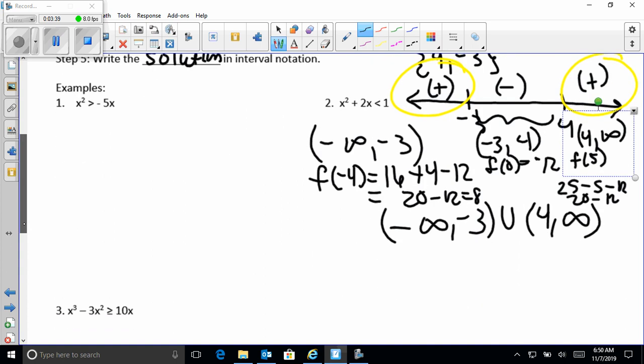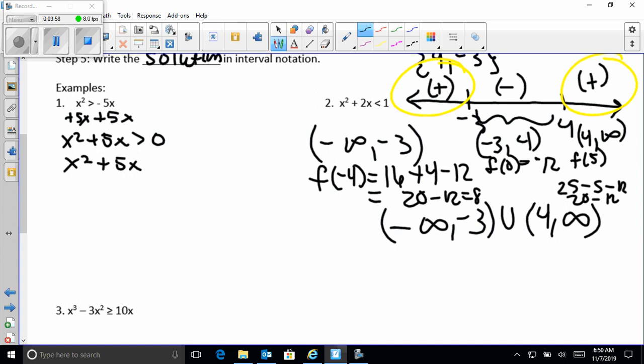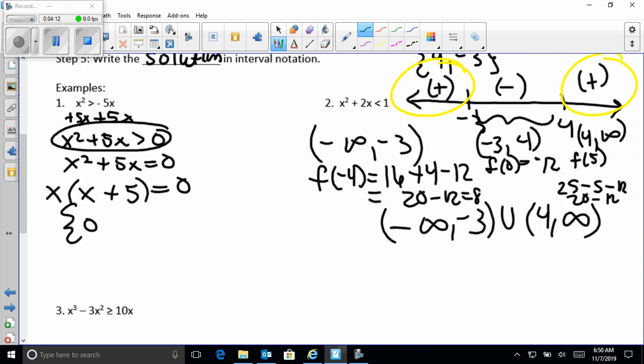Now we're going to work 3 examples, just to give you some additional practice. So looking at this example 1, I'm going to add 5x to both sides. So I have x squared plus 5x is greater than 0. I'm going to write it as an equation just to simplify it. Again, I'm looking for positive regions on this one, not negative regions. So this is going to factor out an x, and I get x plus 5. So that's going to help me set up my intervals, because I know my solutions are 0 and -5.